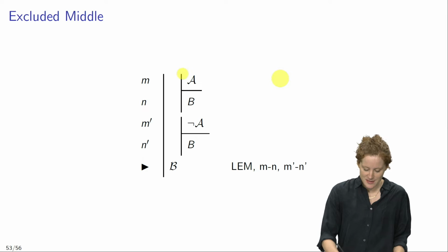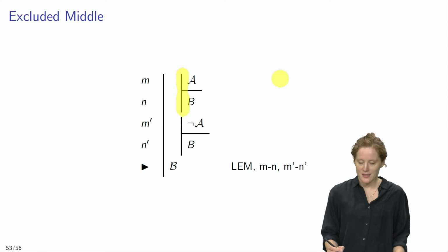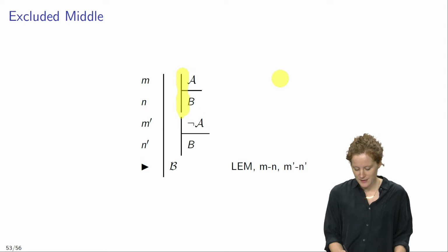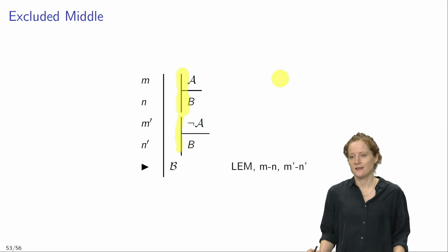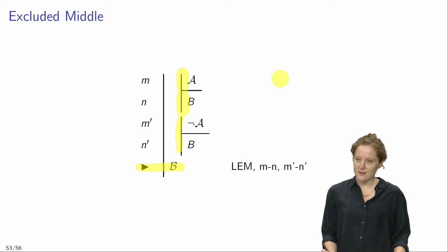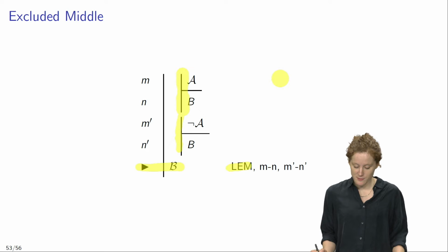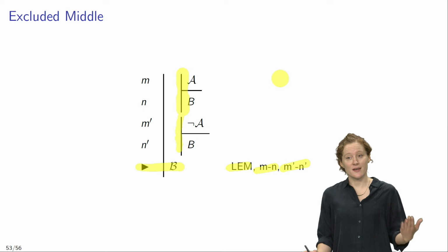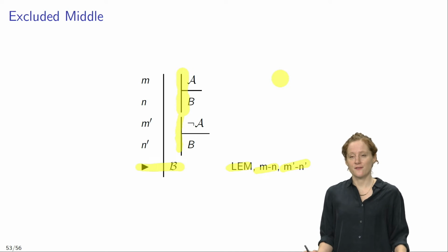If you have a subproof that starts with the assumption that A and leads to the conclusion that B, and you also have a subproof that starts with the assumption that not A and likewise leads to the conclusion that B, you can then infer B and justify this inference by citing the law of excluded middle as applied to the two subproofs from M to N and from M prime to N prime. So again, the basic thought is, well, either A is true or not A is true, and if in either case B follows, well then B must be true.